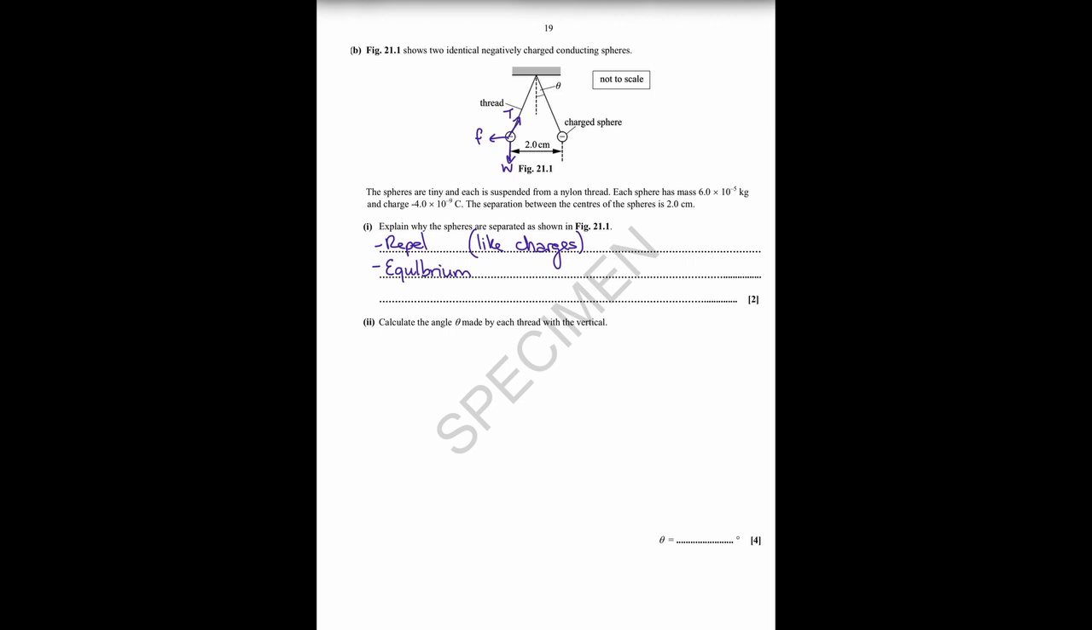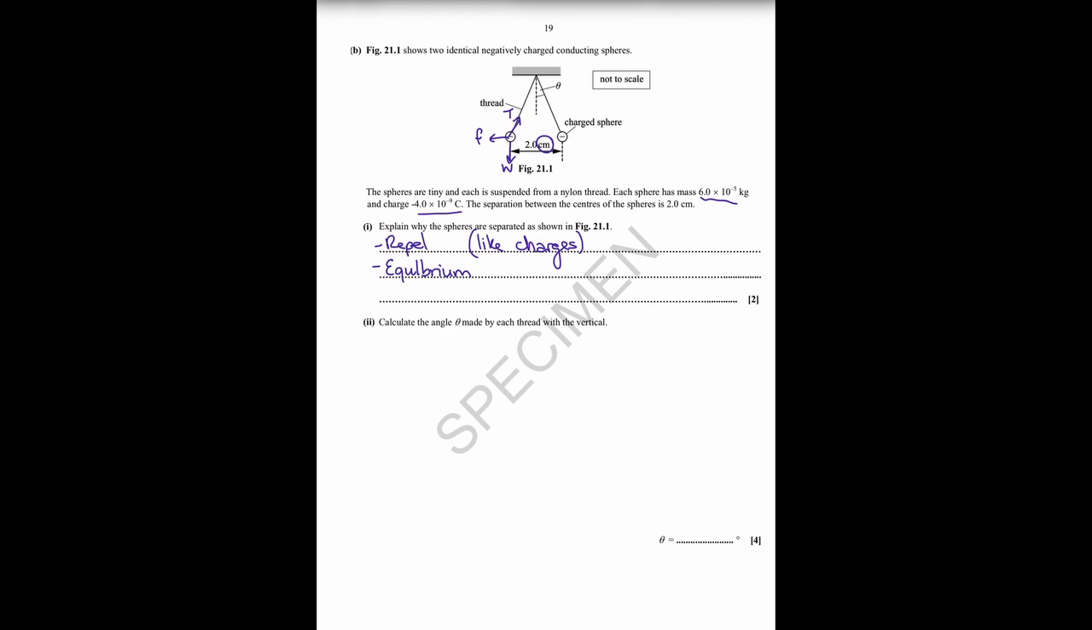Okay, so how am I going to know the angle made by each thread? What are the things that I do know to begin with? Firstly, is there anything that I'm suspicious about here? Well, I can see the distance between the two charges is 2 centimeters, and this is in centimeters. Do I know anything about the amount of force that's on there? I've got the charges over here, I've got the masses over here. So what are the obvious forces that I care about?